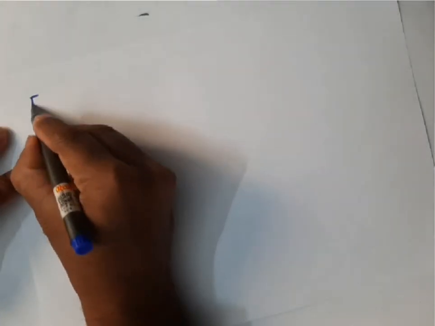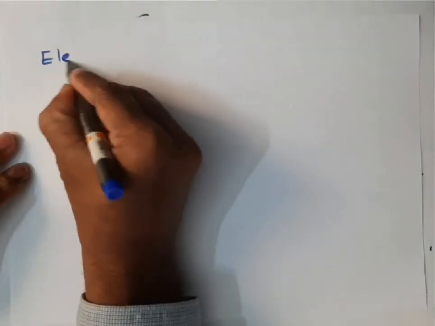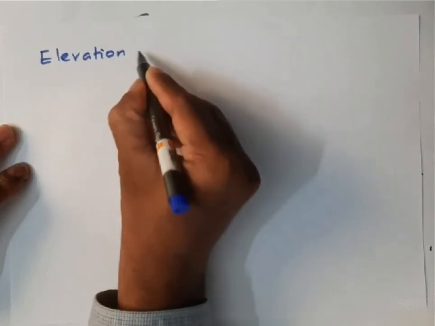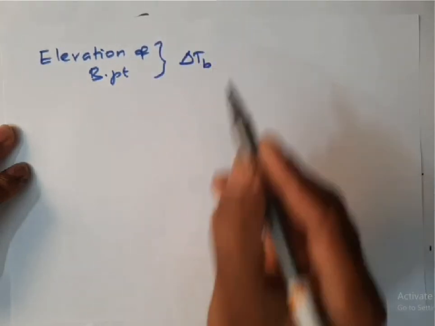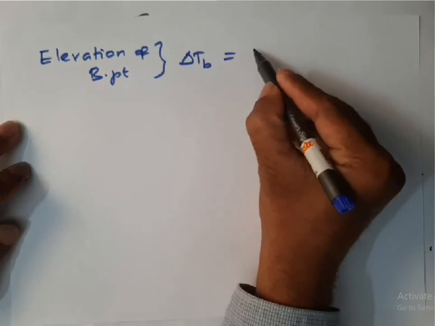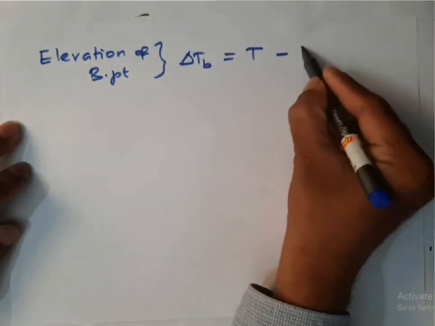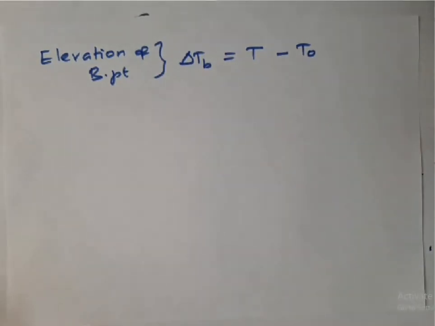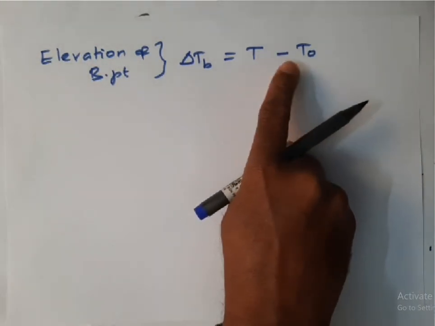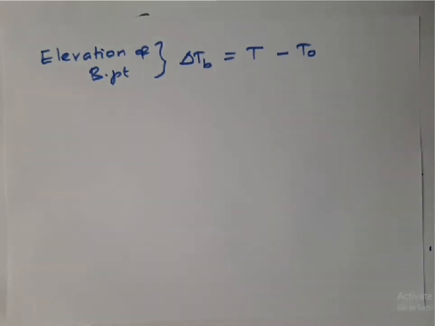So elevation of boiling point, which we represent by the symbol delta TB, is equal to the boiling point of solution minus the boiling point of pure solvent. Higher value minus lower value, always. So delta TB is the boiling point of solution minus the boiling point of pure solvent. Students, is this clear? Any doubt? No, sir.